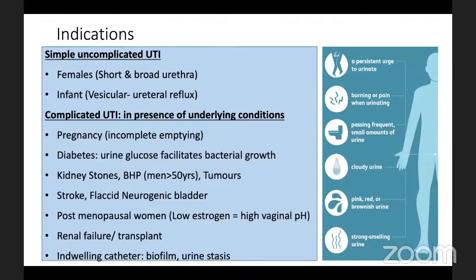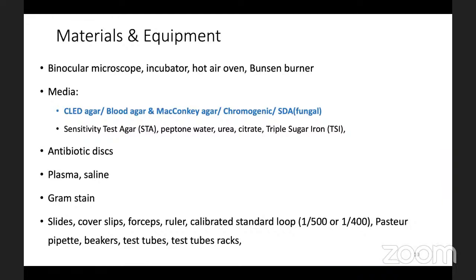Some of the symptoms that the patient may present with are urgency in micturition, burning, pain after micturition, frequent micturition, cloudy urine, or hematuria, bad smelling urine. We have spoken about them already. So if I want to prepare or work on a urine culture, I need my microscope for microscopy. I need an incubator to incubate the sample. I need a hot air oven to prepare my media, and I need a Bunsen burner or a bacticinerator to do the sterilization of my loop.